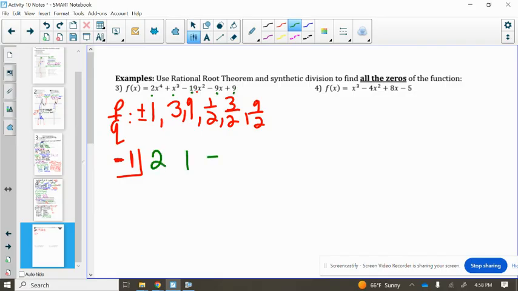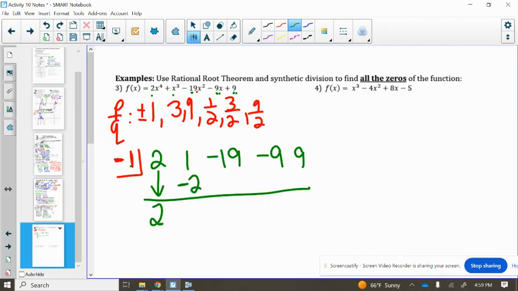So 2, 1, -19, -9, and 9. And we are going to perform some synthetic division. So the process is we bring the first term down, multiply this now by the number in the box, we get -2. Add these down, we get -1. This then gets multiplied by the number in the box, and that becomes +1. Add down, we get -18.